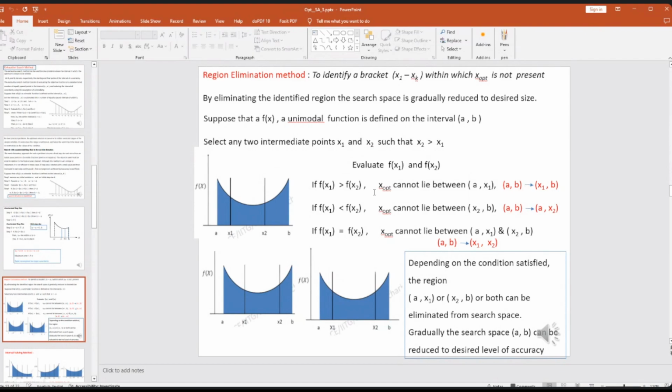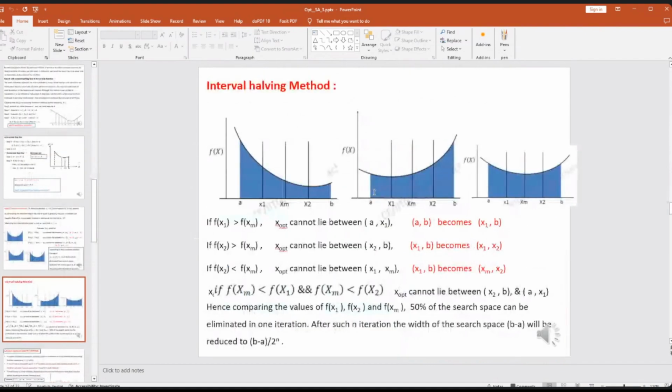Now some specific region elimination methods where this logic has been applied. One such method is called the interval halving method. Here, instead of 2, 3 intermediate points have been chosen with equal interval size. The total interval is now divided into 4 equal intervals: a, x1, xm, x2, b. Is it clear? xm is the midpoint between a and b. x1 and x2 are a quarter apart from the boundary. Yes, sir.